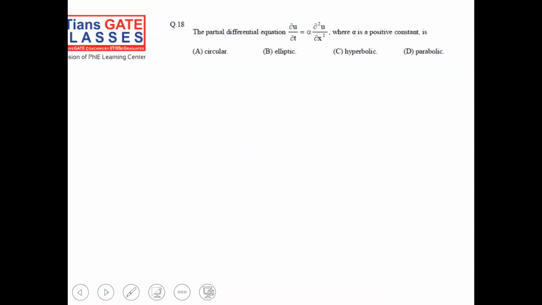Okay, coming towards next question. This question is from the partial differential equations topic. The partial differential equation is given, which is dou u by dou t equal to alpha times dou 2u by dou x square, where alpha is a positive constant, and they're asking this equation is of which type. Okay, this is again a 1 mark question.